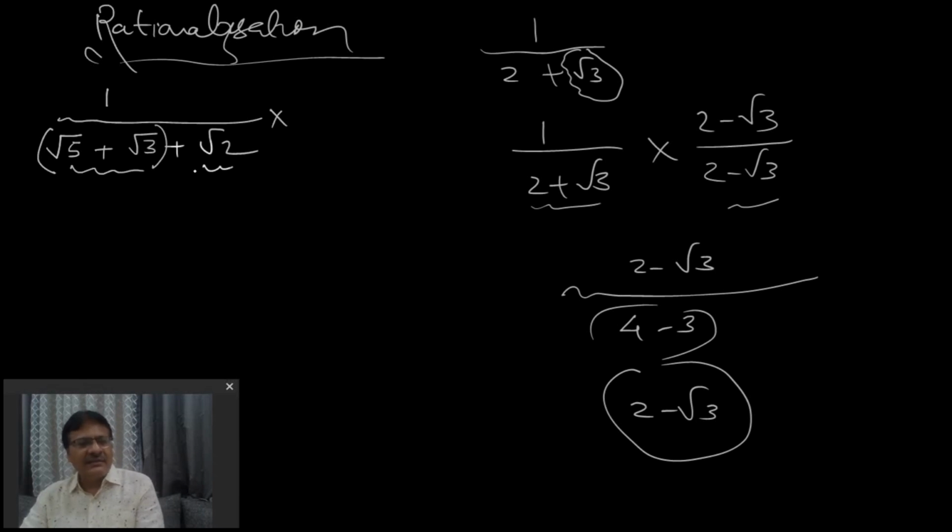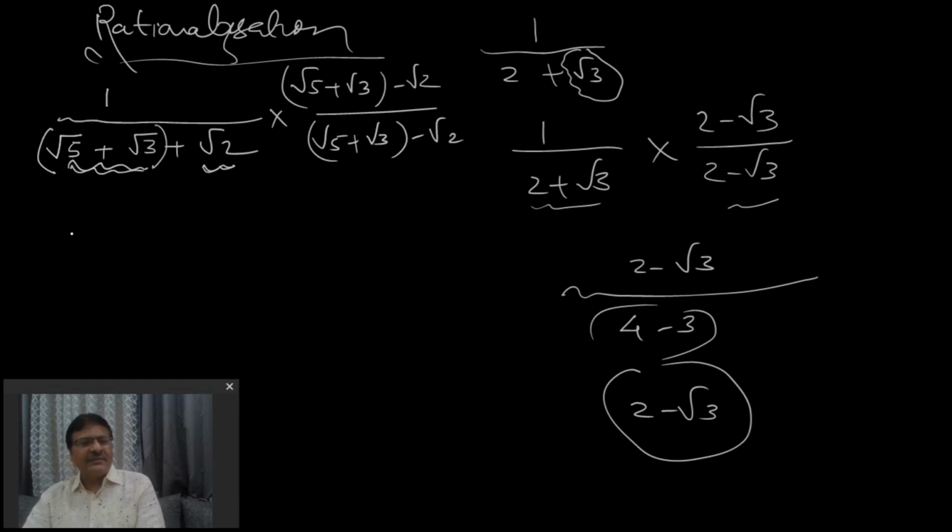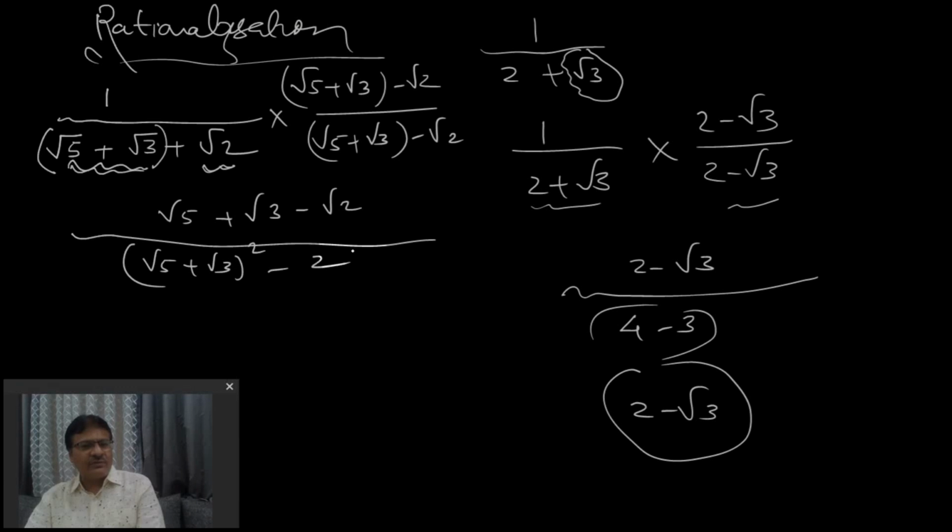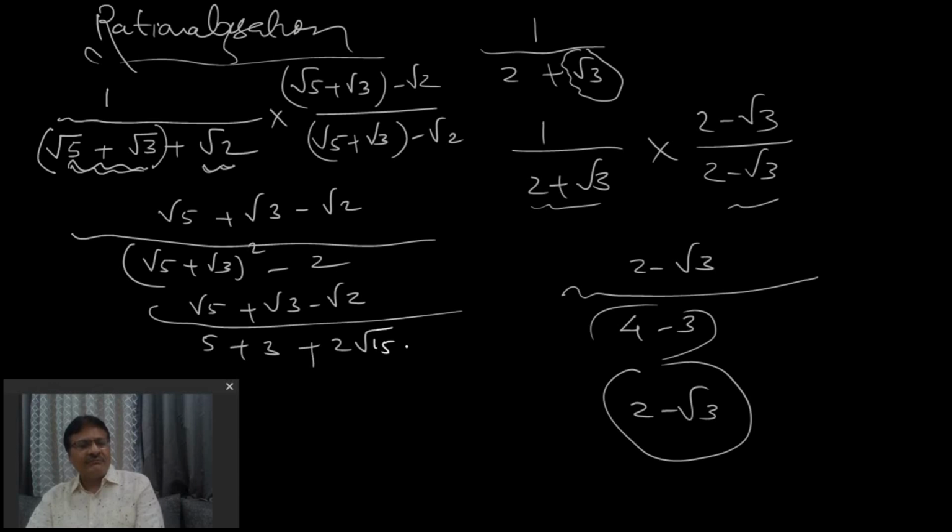If we multiply by root 5 plus root 3 minus root 2, this way we can rationalize, divided by root 5 plus root 3 minus root 2. It means I have taken root 5 plus root 3 as one term complete and root 2 as another term. So what do I get in the numerator? Root 5 plus root 3 minus root 2. And what do I get in the denominator? a plus b and a minus b gives a square minus b square: root 5 plus root 3 squared minus root 2 squared, which is 2. So root 5 plus root 3 minus root 2 divided by root 5 square, that is 5, root 3 square, that is 3, plus the 2ab part, 2 root 15, minus 2.